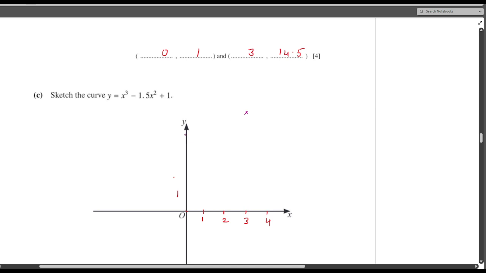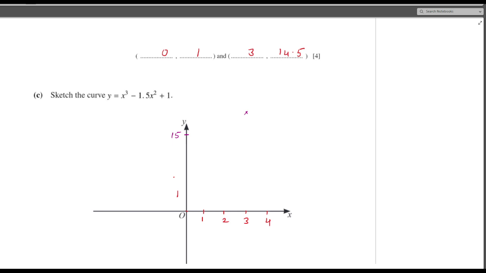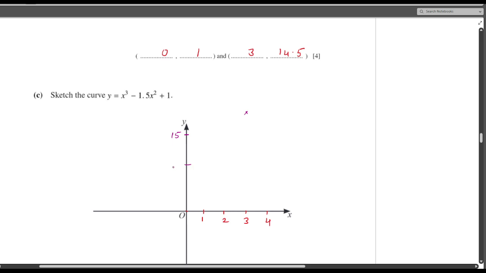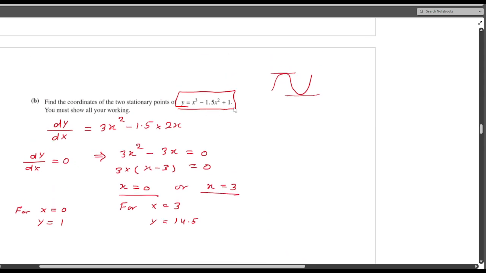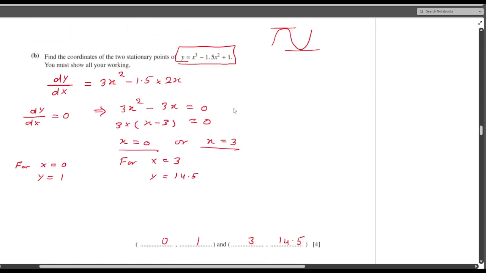Okay, let us consider this is 15. Then in that case 5, 10, 15, this division is more appropriate. So here I will consider 10 and here I will consider 5. Okay, 5, 10, 15. Now 0 comma 1 is one stationary point.